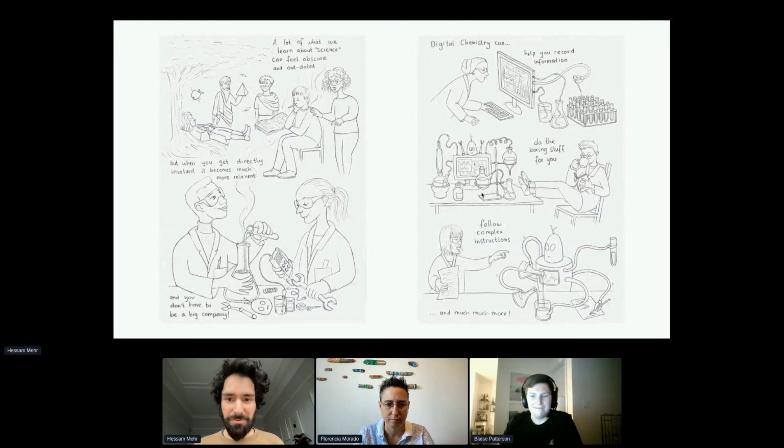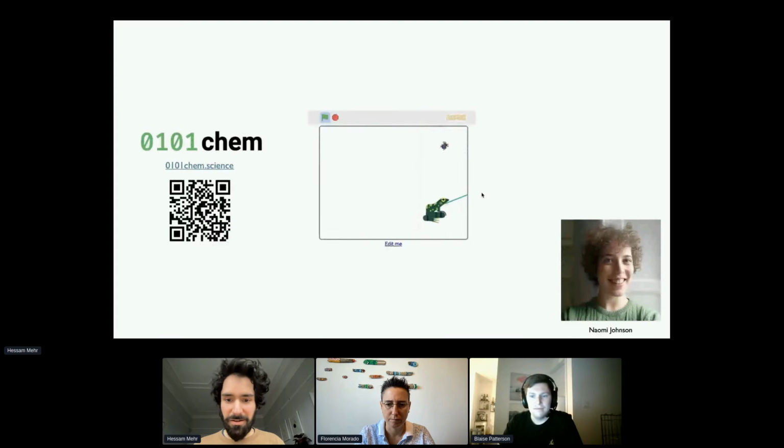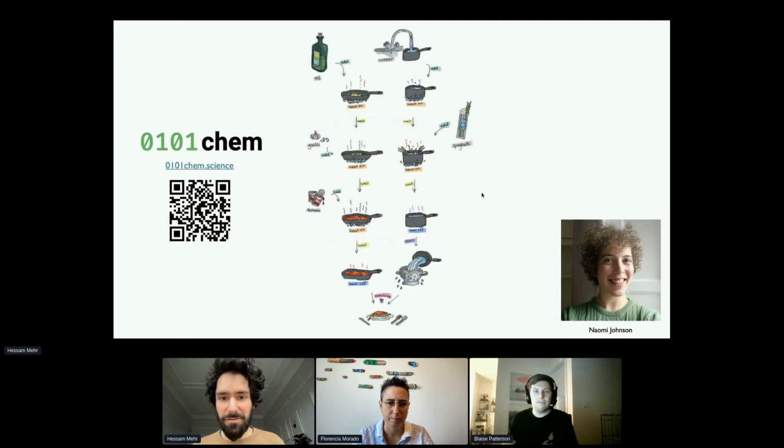These amazing pictures were drawn by my former lab mate, Naomi Johnson, who I had the pleasure of collaborating with on this outreach project. This was in the depth of lockdown, so not much could be done in person, so I set up a website called 0101chem.science. The QR code is there if you want to jump to it. I started creating content on this website, starting with scratch sketches that the kids could edit, and then asked Naomi to show the algorithmic nature of chemistry, how chemistry is also made of instructions, just like computer programs.